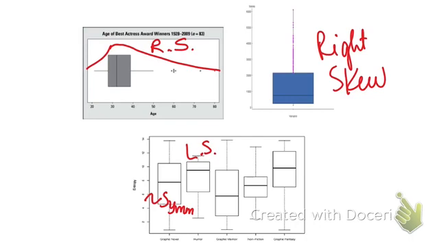What about the third one, the one in the middle? Graphic memoir. Right skew. Yeah, I'll go with right skewed. Okay, what about nonfiction? Approximately symmetric. What about the last one?